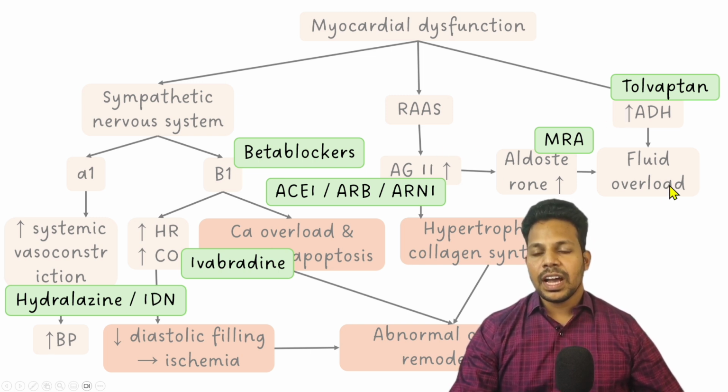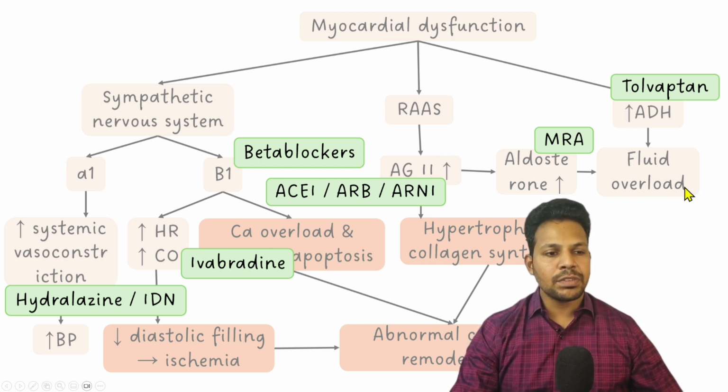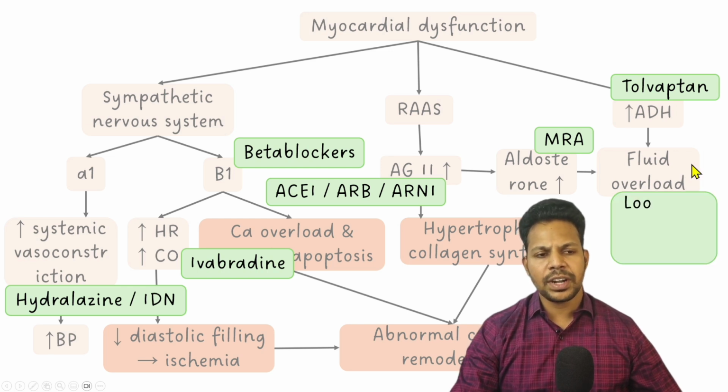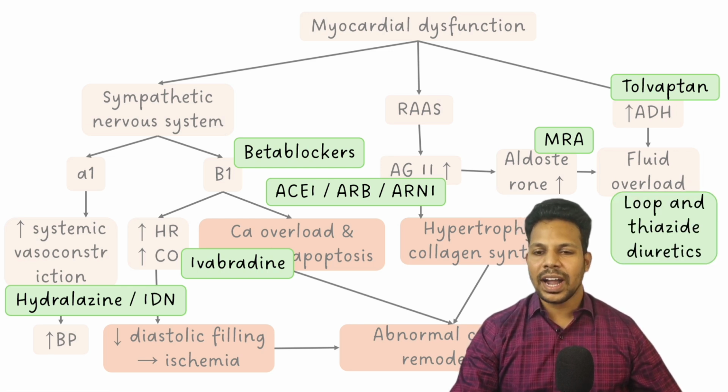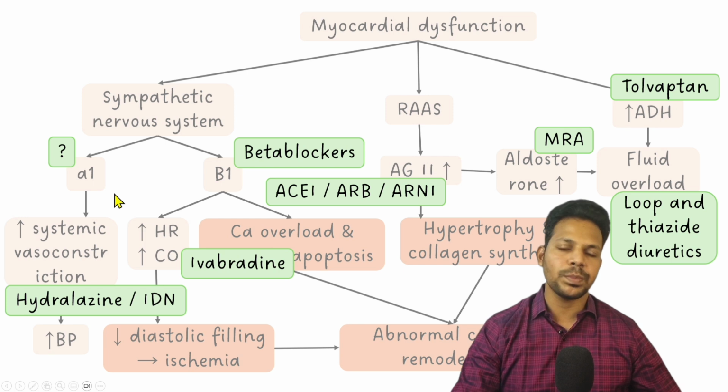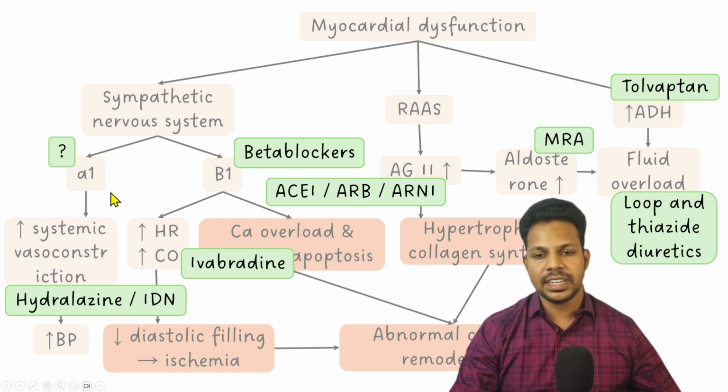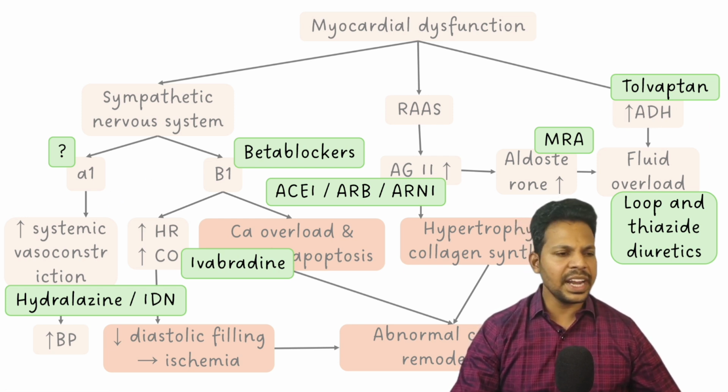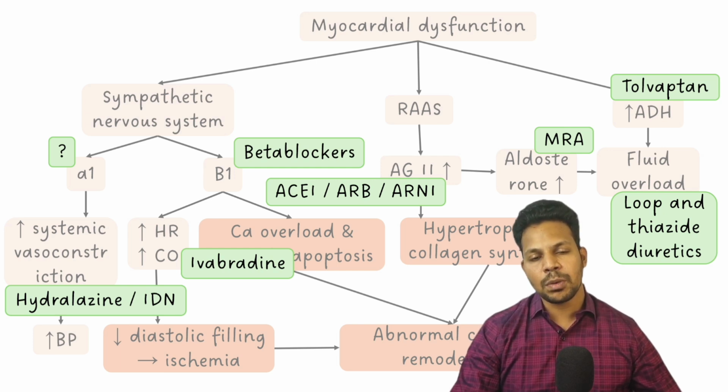And we have the fluid overload here, and you can reduce the fluid overload by giving diuretics. What diuretics? Loop diuretics preferably. And after that, you can also add thiazide diuretics like metolazone if you want. And there is an alpha receptor here. The researchers have tried blocking this alpha receptor with alpha blockers as well, but it has not shown any improvement in the management of heart failure, hence we don't use them. Right. So these are all the drugs that you are going to use for blocking different levels in the pathophysiology of heart failure. Now let's see how we are going to utilize them in the management of our patient.